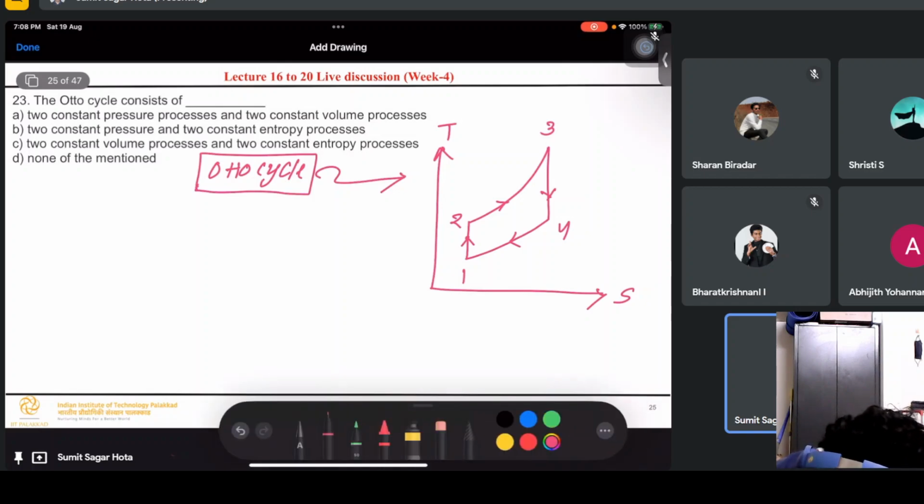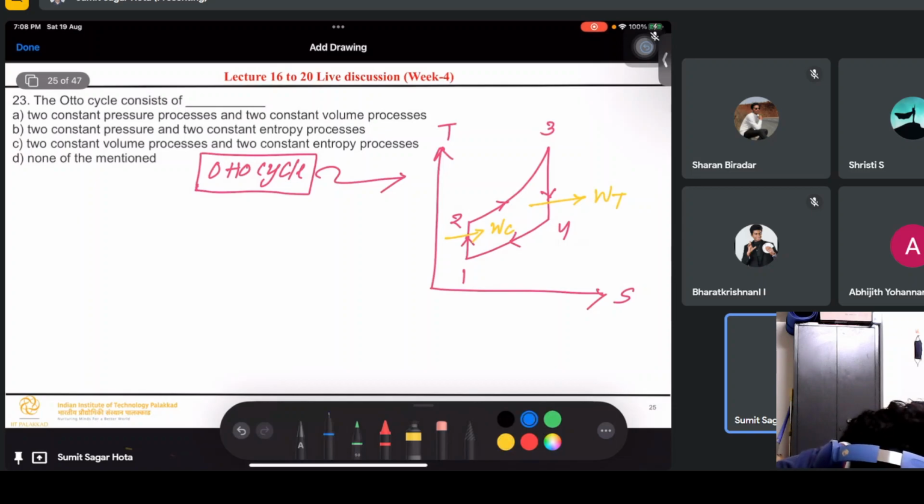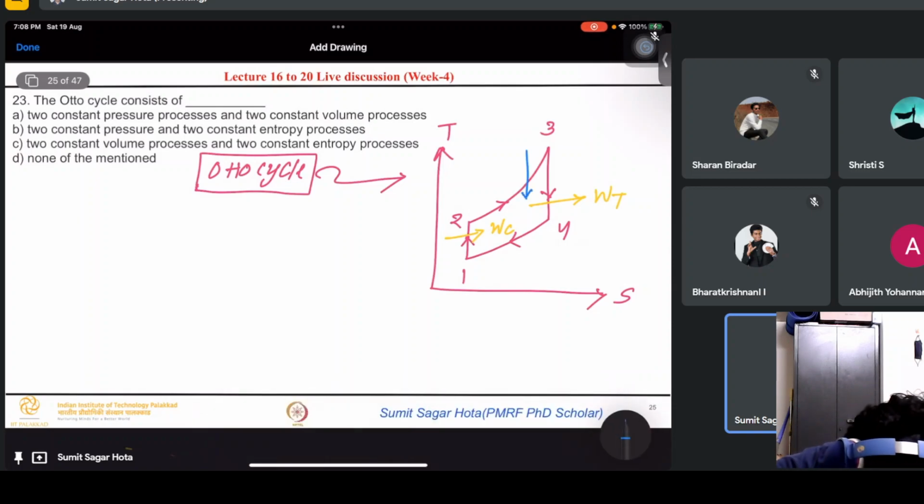This is your Otto cycle. What is 3 to 4? Expansion in the turbine. What is 1 to 2? Compression in the compressor. What is 2 to 3? Heat addition. And what kind of process is this? Constant volume process. 1 to 2 and 3 to 4: entropy constant, isentropic process. Reversibility is the assumption, I already told you. This is Q out. What is the process? Constant volume.